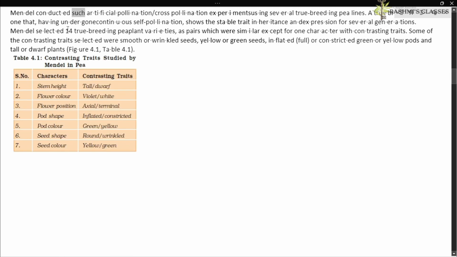Mendel conducted such artificial pollination or cross-pollination experiments using several true breeding pea lines. A true breeding line is one that, having undergone continuous self-pollination, shows the stable trait inheritance and expression for several generations. Mendel selected 14 true breeding pea plant varieties, as pairs which were similar except for one character with contrasting traits.